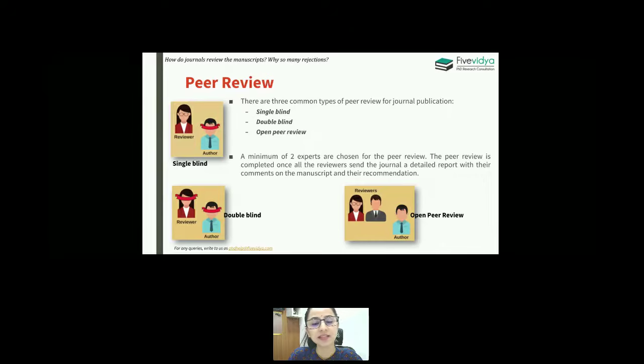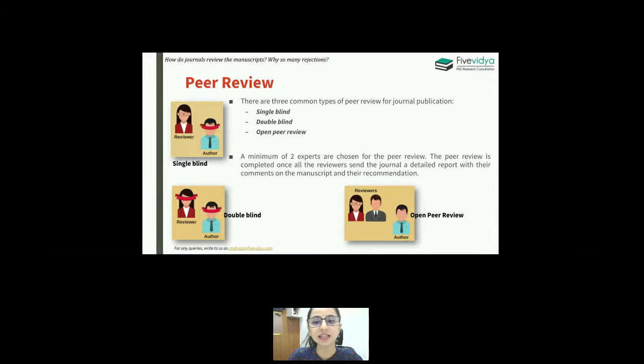And the second one is double blind. In this, both the author and the reviewer are unaware of each other. Neither does the reviewer know who is the writer of the paper, nor do you authors know about the reviewer, that who is reviewing or checking your paper. Fine. The other one is open peer review. Open peer review means both you, the authors, and the reviewers know about each other.